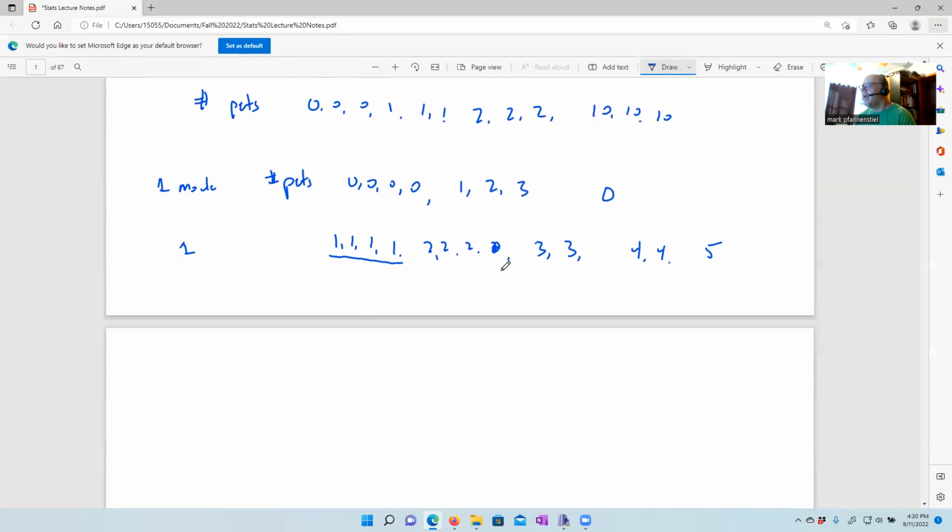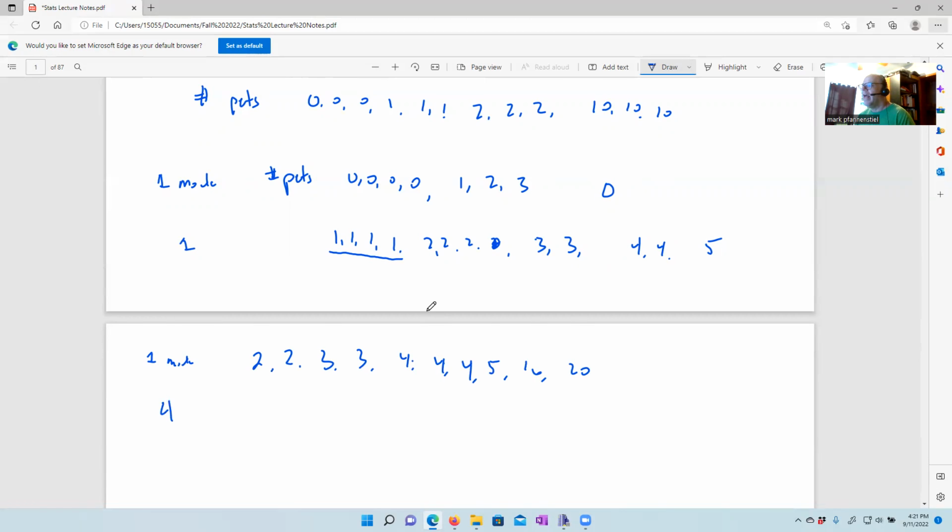Let's just do one more example for one mode. You have 2, 2, 3, 3, 4, 4, 4, 4, 5, 16, and 20. Which number appears most commonly? We have four 4s, one 5, 16, 20, a couple of 3s, a couple of 2s. The mode here, there's one mode, and it happens to be 4.